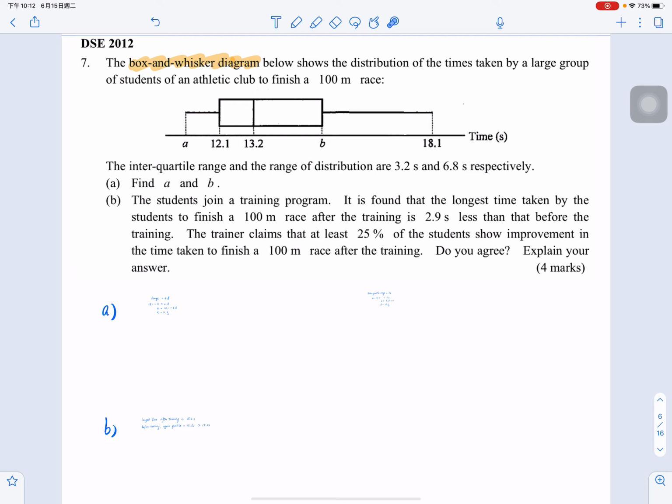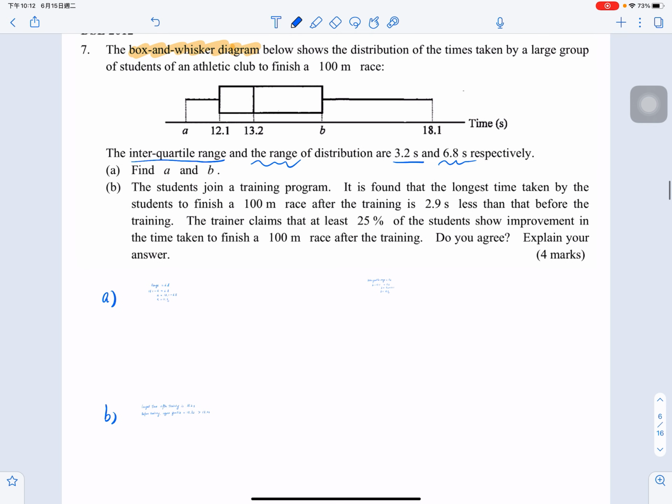That is here. So the interquartile range and the range are this one. Interquartile range 3.2 seconds, range 6.8 seconds. It asks you to find A and B. Here is A and here is B. So do you remember? Range means the difference between the highest and the lowest. And what is the interquartile range? That means Q3 minus Q1.